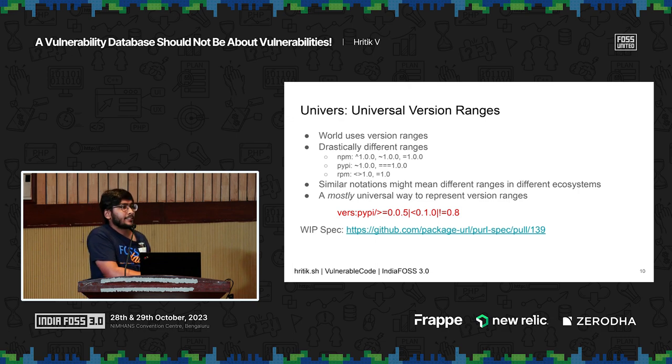How do you reconcile everything? How do you represent one given package range? When I say 1 to 5 for PyPy, I just want to represent it in one way, not five different ways. So it's worse over here. I say PyPy, and it's greater than or equal to 5, less than 1, and also not equal to 0.8. You can represent any range over here. And the way it works now is everything looks like a symbol, and you have one standard way of representing package ranges as well.